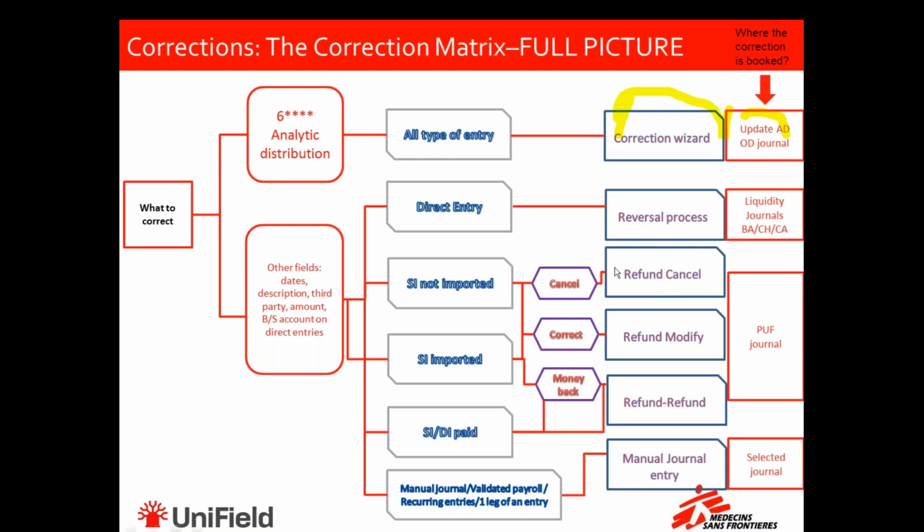If I want to cancel an invoice which has not been imported, I could import the manual journal entry for that. It's not wrong. Then I select the journal. It's definitely not wrong. But this is not how Unifield was designed. How Unifield was designed is not to abuse manual journal entry.